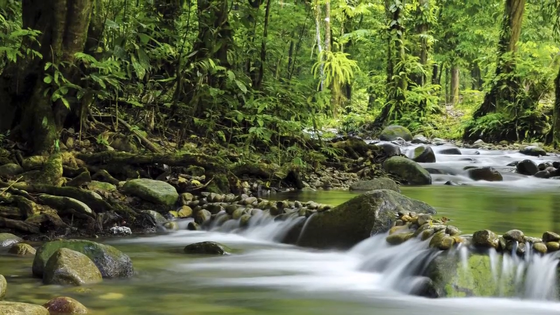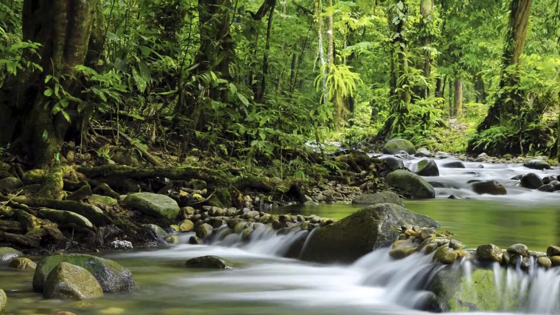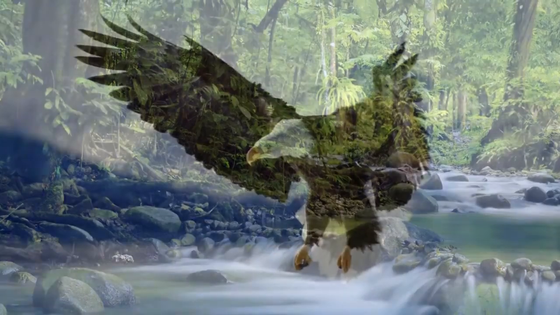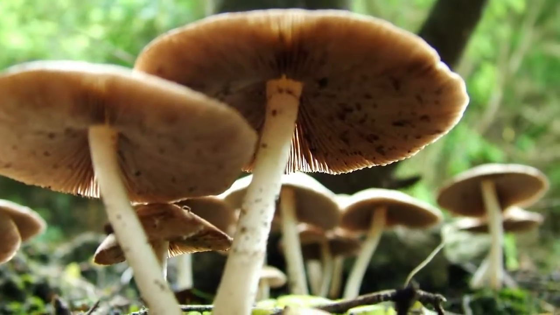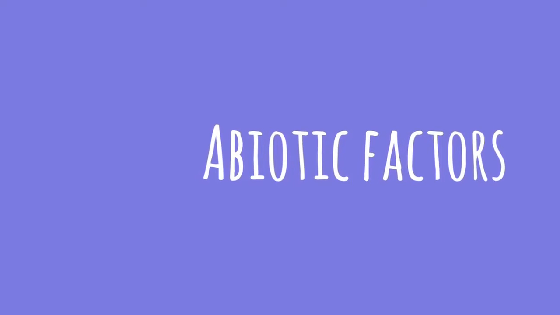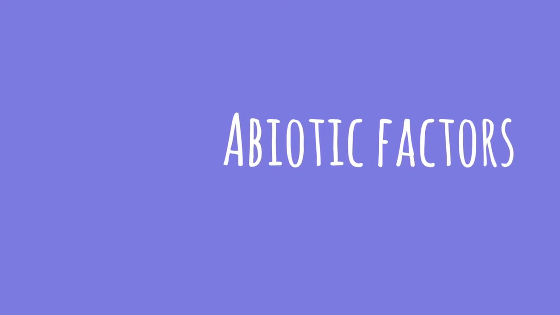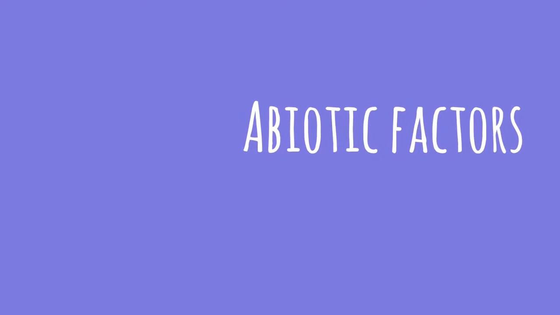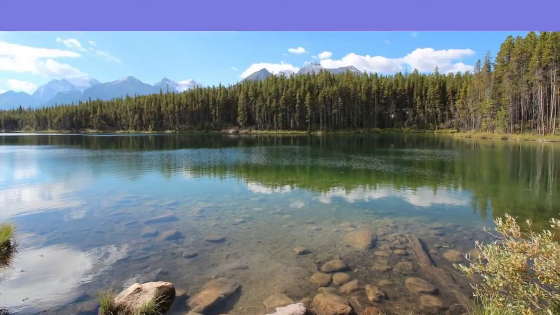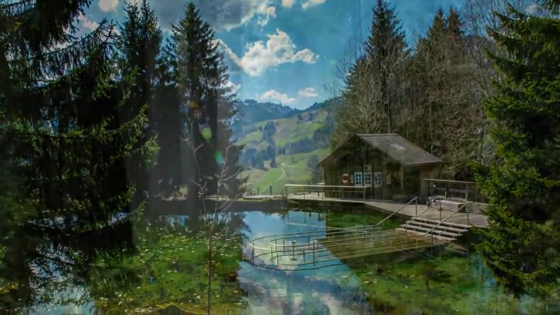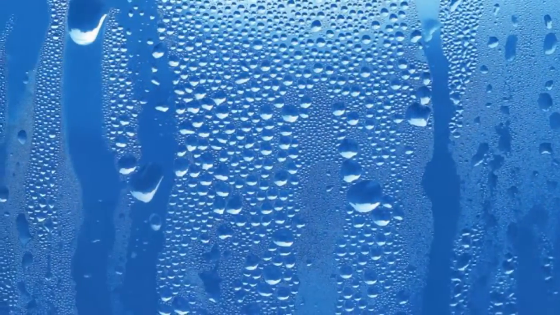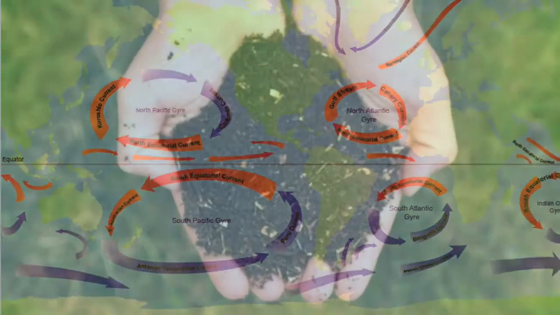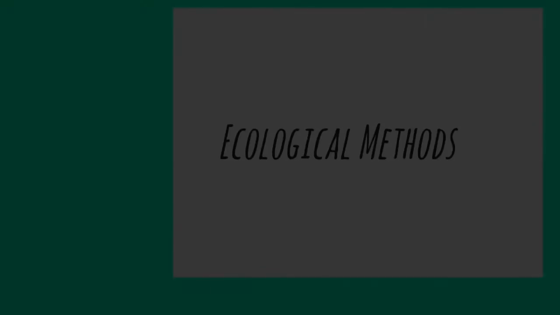A biotic factor is any living part of the environment with which an organism might interact, including animals, plants, mushrooms, and bacteria. An abiotic factor is any non-living part of the environment such as sunlight, heat, precipitation, humidity, wind or water currents, soil type, and so on.